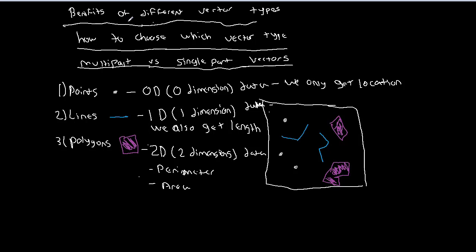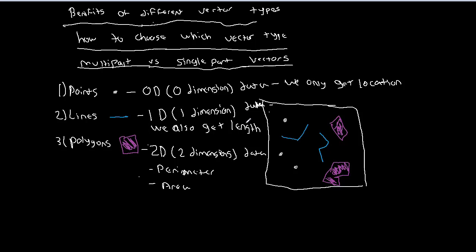Now, we haven't really talked about it, but it is possible for GIS to transition from polygons to volumes. So that would be 3D data, and then you would also be able to get the volume. But that's kind of outside the scope of this particular course. But it is possible to continue this trend into three dimensions.